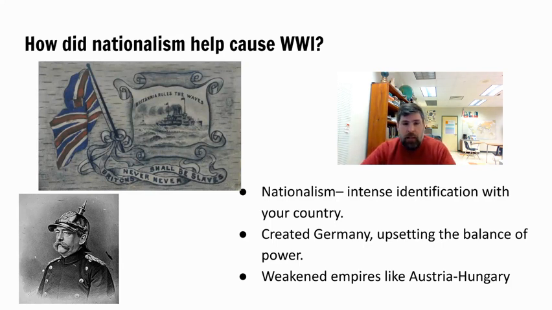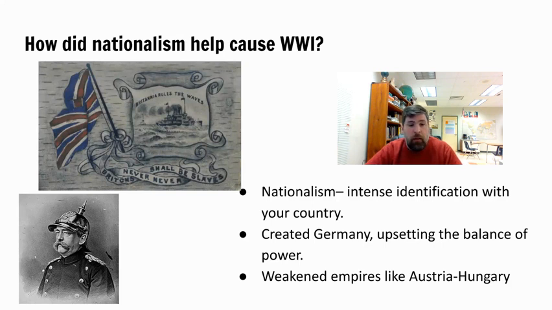Now, one of the things that nationalism did was it helped create a new country called Germany. Germany hadn't existed, right? And we talked about how it formed in 1871, and it upset the balance of power. They had this delicately preserved balance of power where no country was more powerful than any other, where England and France and Russia were all the same. And then Germany formed, and everybody was like, oh no, it seems like Germany is now the most powerful country.